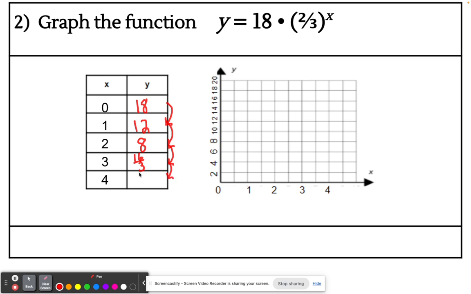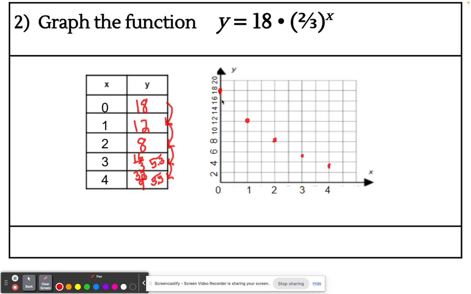16/3 times 2/3 will give me 32/9, which is going to be 3.5 repeating. So I would start at 18. At 1, I would go down to 12 already. 2 will be 8. 3 is going to be 5.3. And 4 is going to be 3.5-ish, a little bit higher than that.